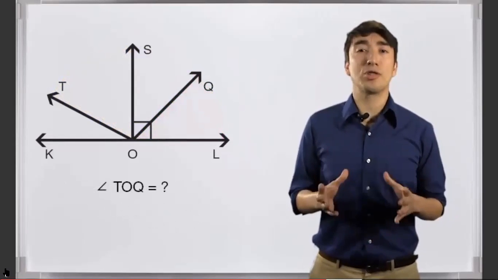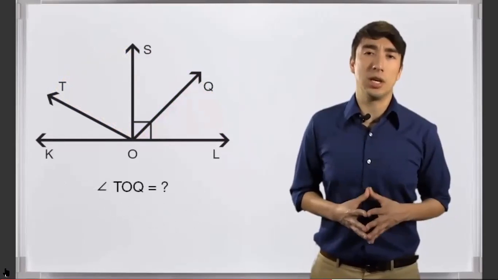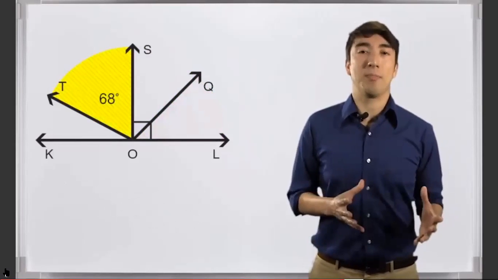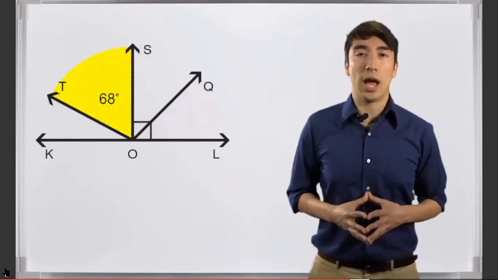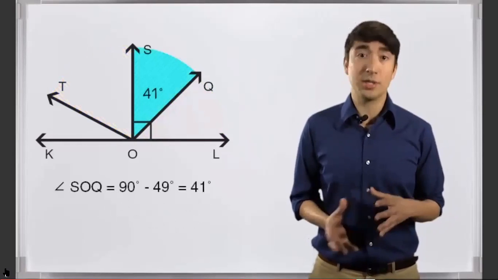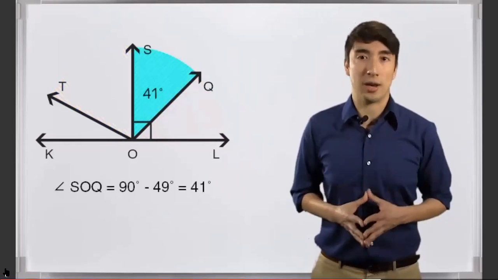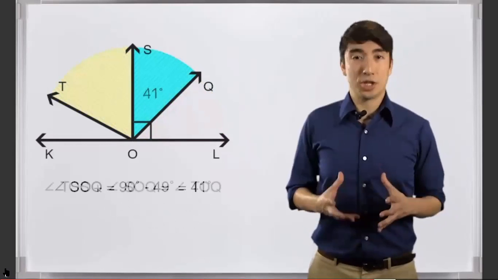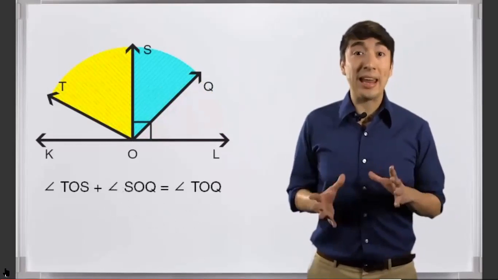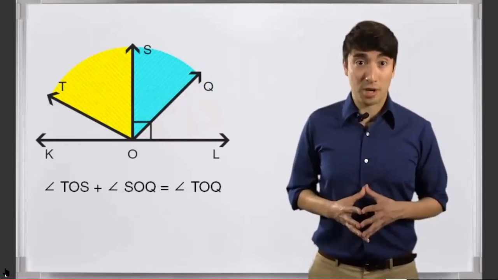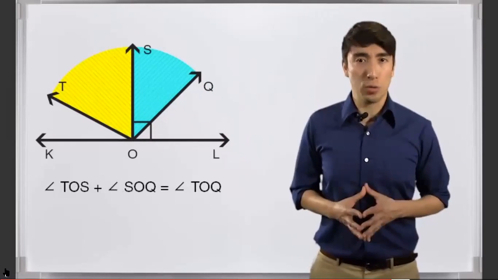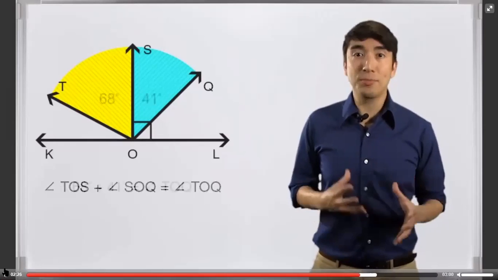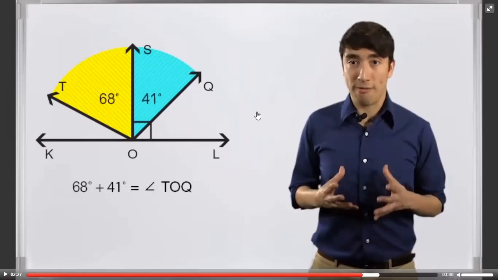From the previous exercise, you determined that angle TOS was 68 degrees. By repeating the same process, you can determine that angle SOQ is 90 minus 49, which is equal to 41 degrees. Now, by the angle addition postulate, you can add angles TOS and SOQ to get angle TOQ. By substituting known... He's doing this the hard way.